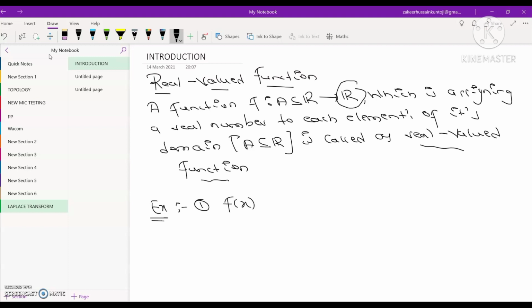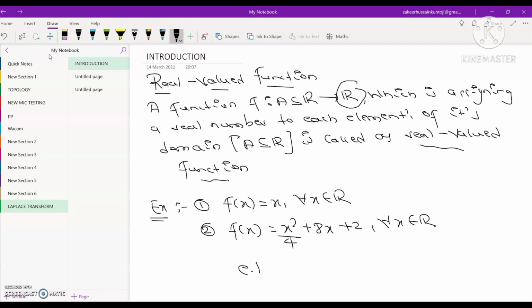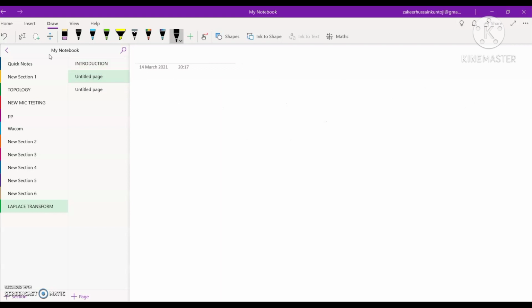f of x is equal to x for all x belonging to R. It will be a real valued function. Another is f of x equals x square by 4 plus 8x plus 2 for all x belonging to R. It will be a real valued function, and we have so many examples. So this was about the real valued function. Now let us define what we mean by a Laplace transform of a function.